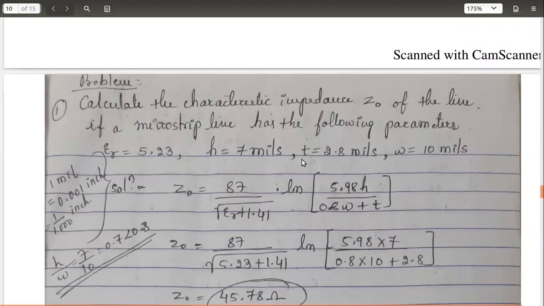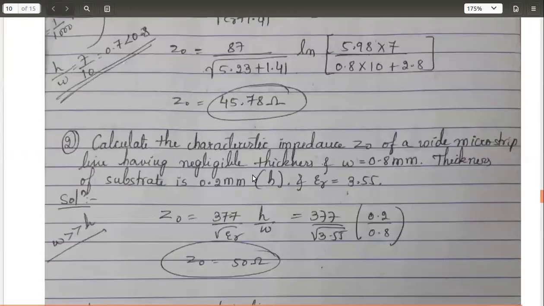The first problem, wherein the ratio of H by W is 7 by 10, you will get 0.7, which is less than 0.8. So the first equation you can use. In the second problem, I'm not calculating the ratio here, I'm checking the proportion of width and height. You can see the width is much greater compared to the height. Under that case, you need to consider the second equation.